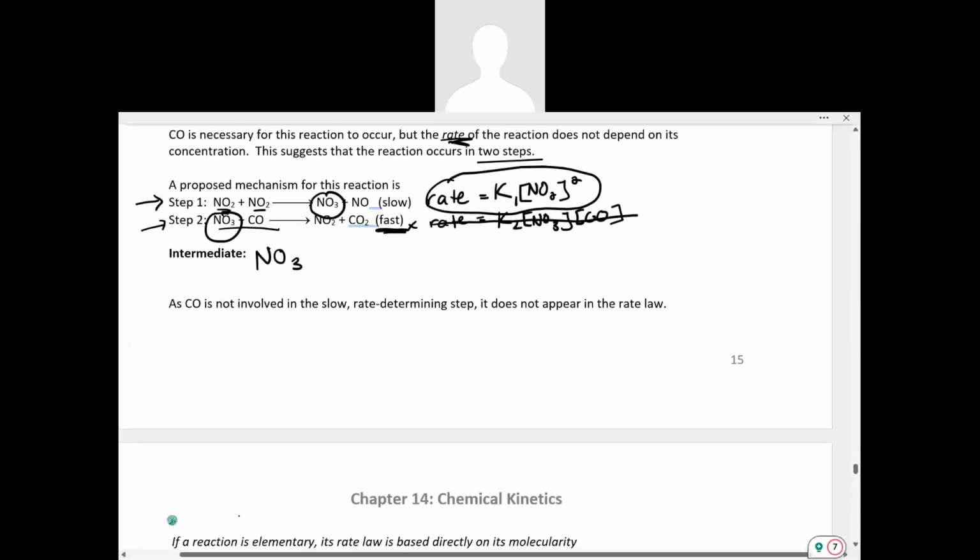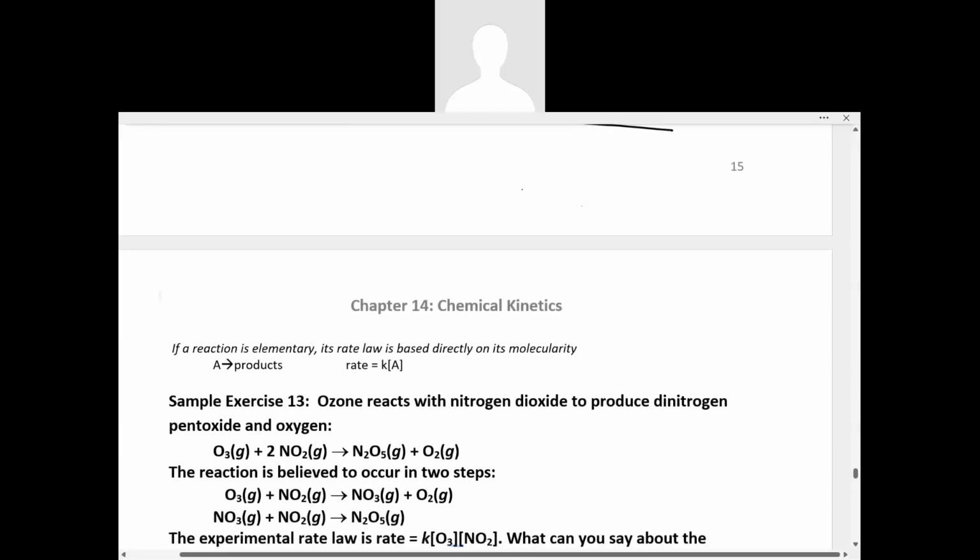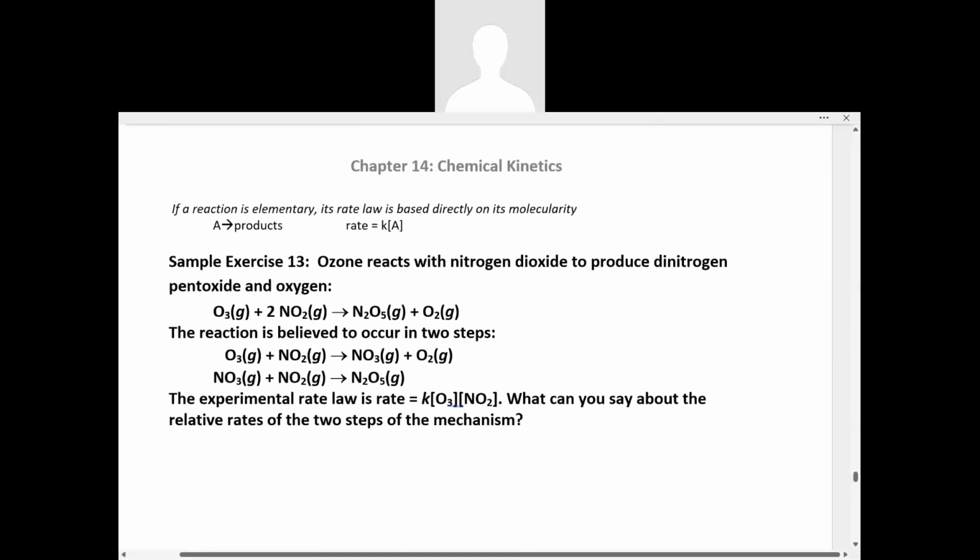And once again, CO, since it's not involved in the slow rate determining step, would not appear at all in our rate law. And furthermore, we can always assume that if a reaction is elementary, the rate law will be based directly on its molecularity. So that's what we saw above.